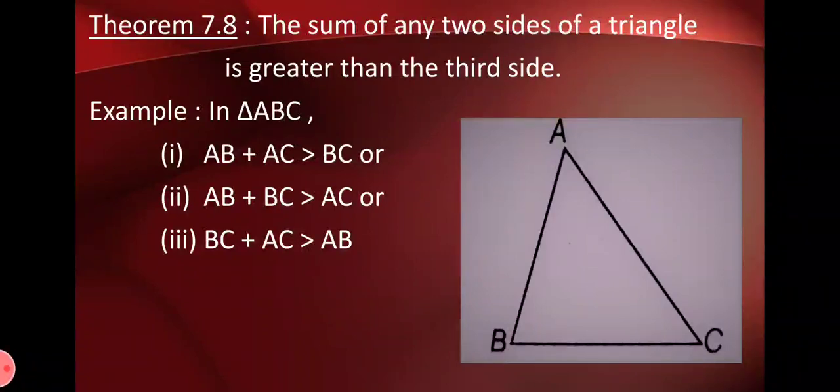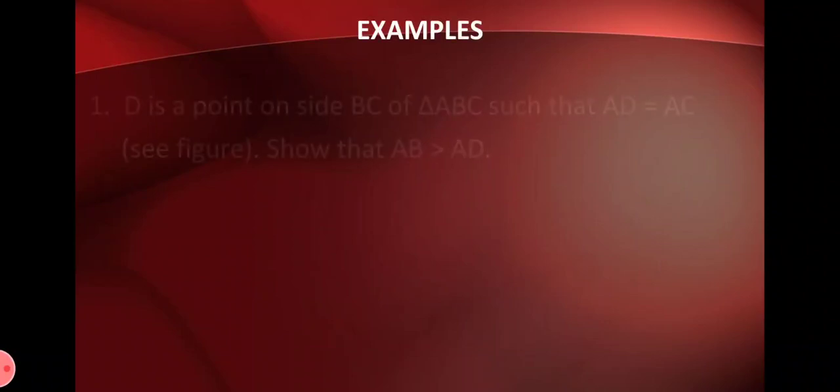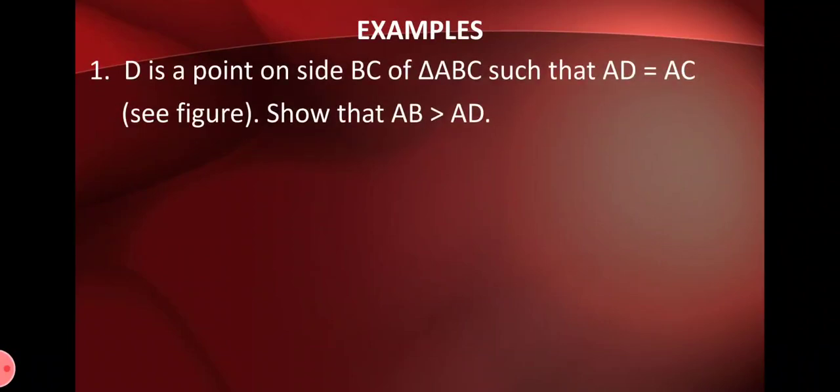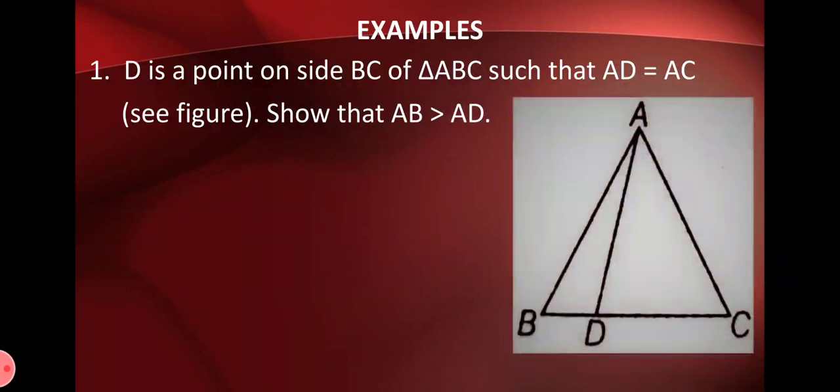Now let's solve some examples based on the same. Example number 1. D is a point on side BC of triangle ABC such that AD equal to AC. See figure. Show that AB is greater than AD. Let's see the figure. Yes, it is given in triangle ABC, D is a point on side BC in such a way that side AC is equal to side AD.